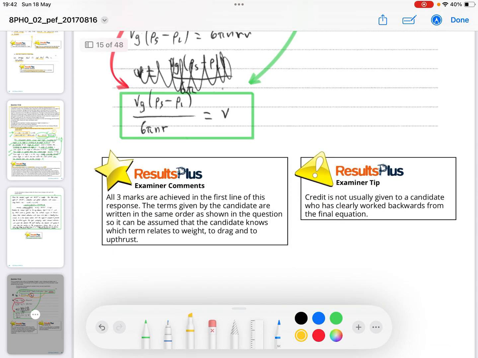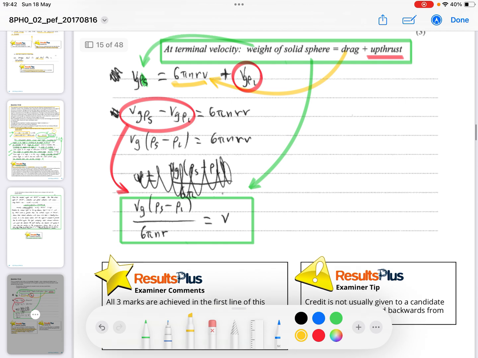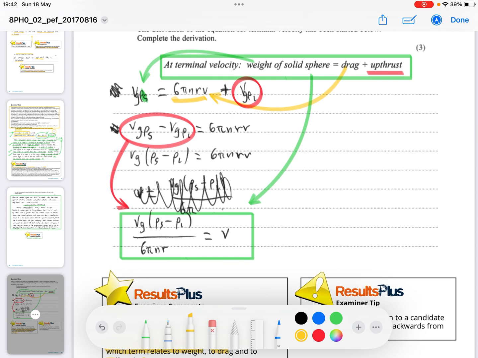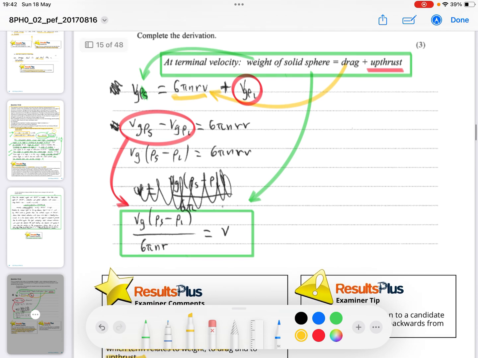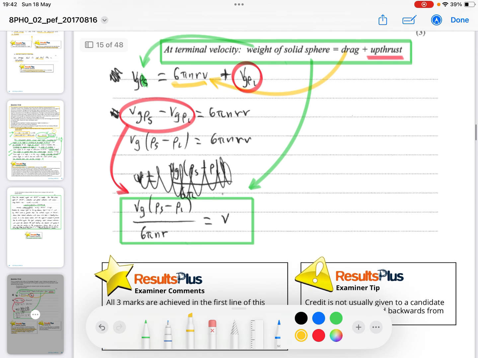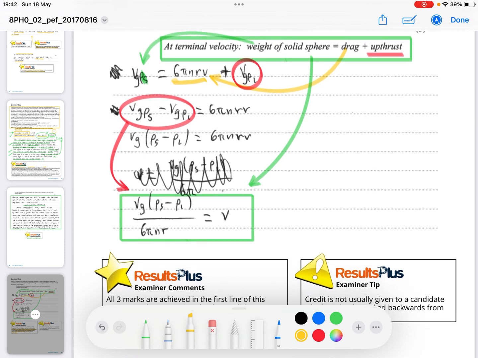Now what are the comments here? All 3 marks achieved on the first line. The terms given by the candidate are written in the same order as shown in the question, so they are assuming that the candidate knows which term relates to weight, drag, and upthrust. But you can see the way I've color-coded it, that would be a better way of making sure, as another examiner might question whether you have linked each bit correctly. So my color coding should help you.